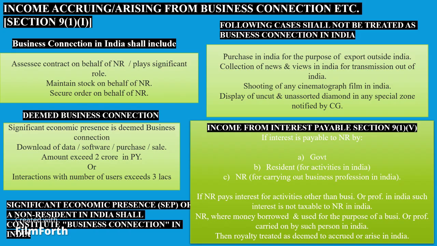2. No income shall be deemed to accrue or arise in India to a NR, engaged in the business of running a news agency or publishing newspapers, magazines, or journals, through or from activities which are confined to the collection of news and views in India for transmission out of India.